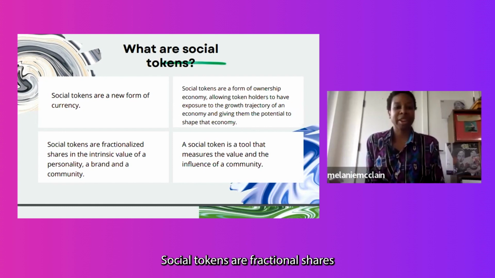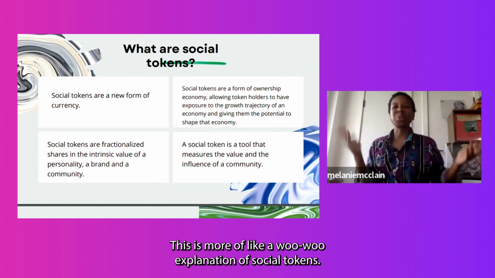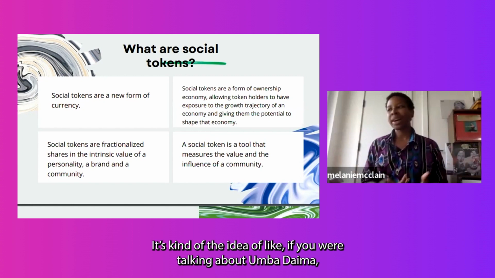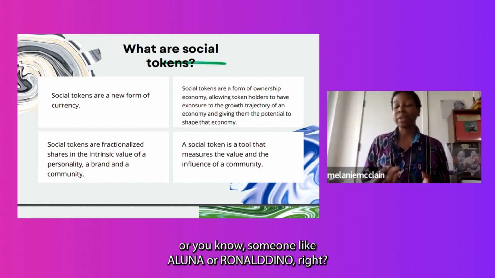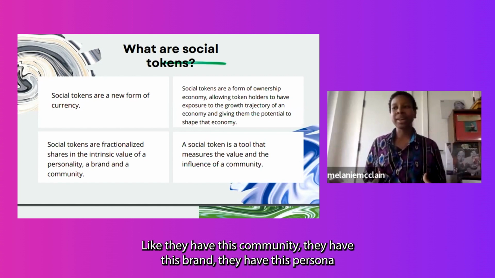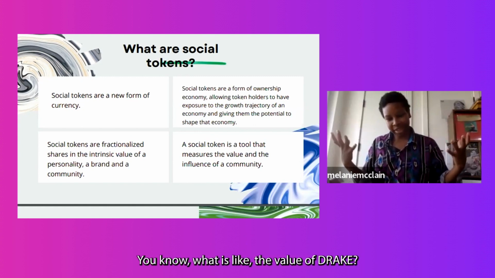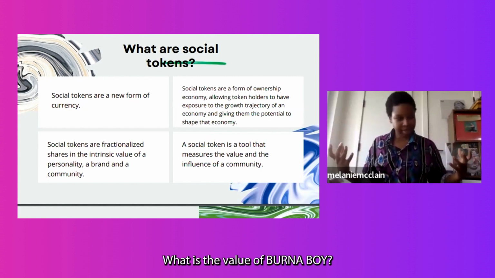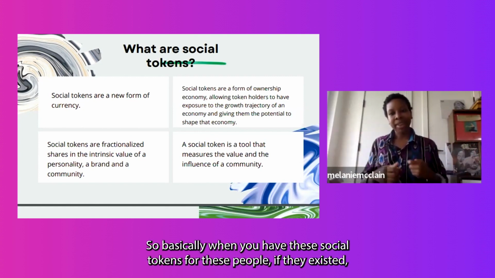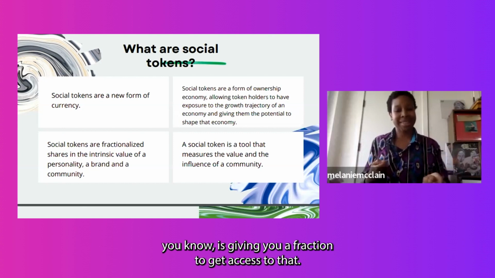Social tokens are fractional shares of intrinsic value of a personality, a brand, or community. This is more like a woo-woo explanation of social tokens, but it's kind of the idea of like, if we're talking about Umbadima, or someone like Aluna or Ronaldinho, right? They have this community, they have this brand, they have this persona that's not even quantifiable. We all know the value of this. What is the value of Drake? What is the value of Burna Boy? What's the value of Bad Bunny, right? So basically, when you have these social tokens for these people, if they existed, it's giving you a fraction to get access to that, right?